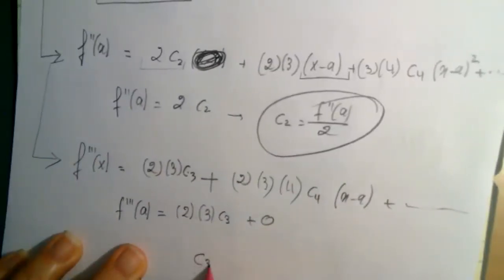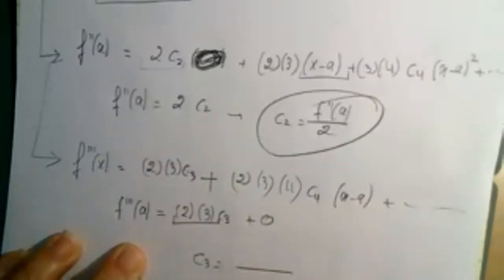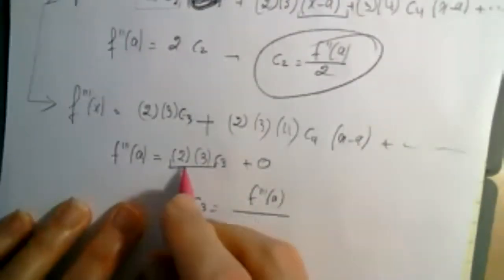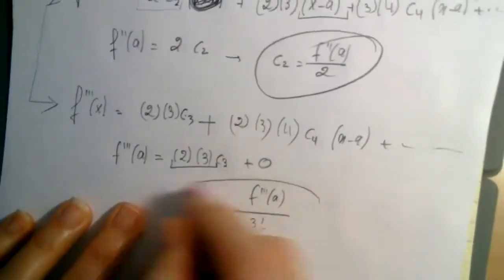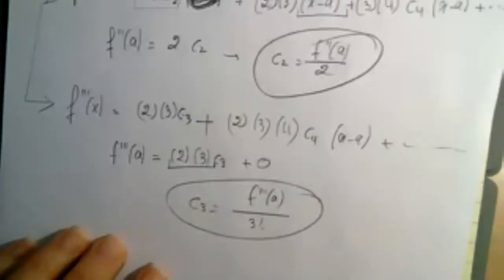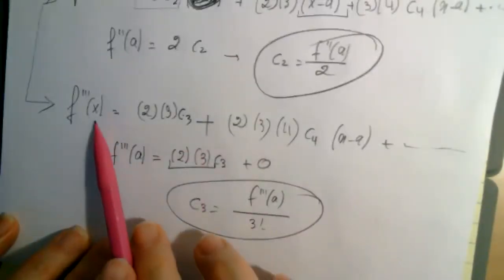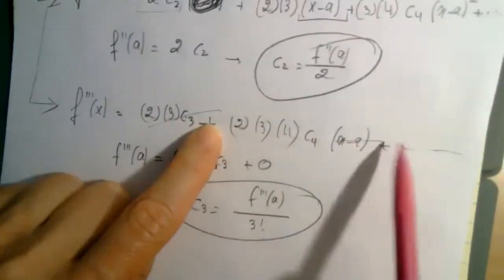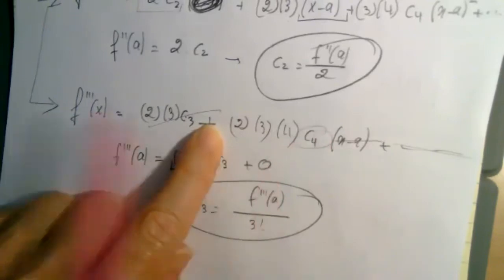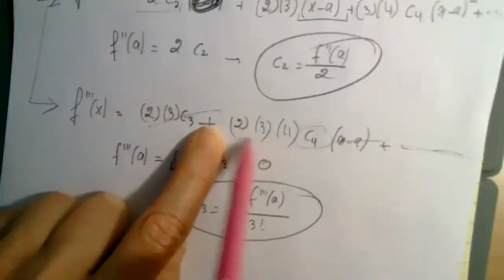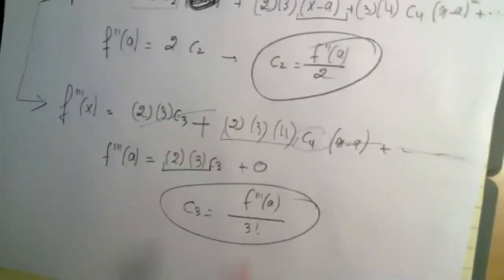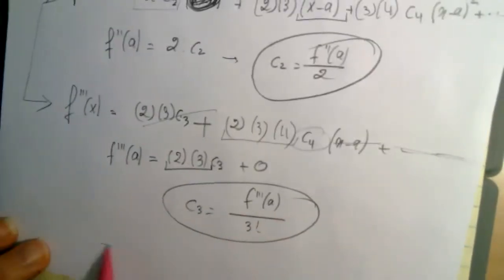So C3, and that's where the factorial is going to come in, is the third derivative at a over 2 times 3, which is 3 factorial. And I'm going to keep going. The fourth derivative, I'm going to have 2 times 3 times 4 plus a bunch of terms, and C4 will be the fourth derivative at a divided by 2 times 3 times 4, which is 4 factorial. So that's really where the theorem is coming from. It's not magical, it's just by differentiating over and over.